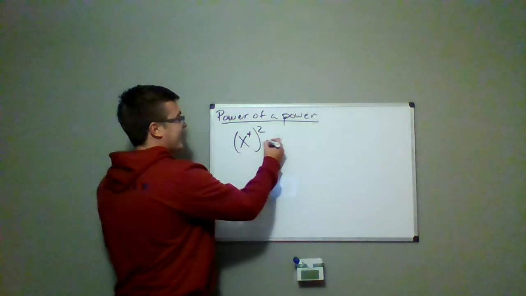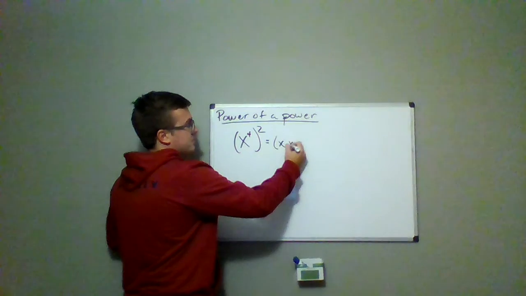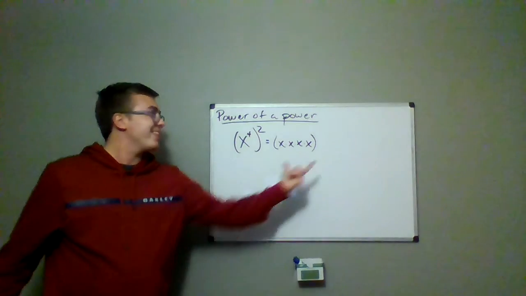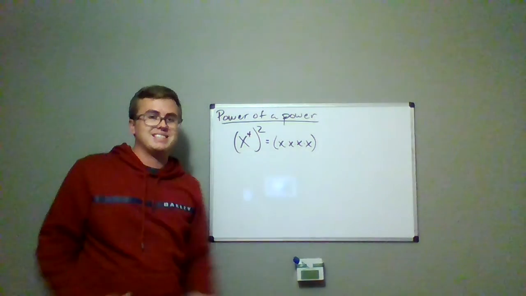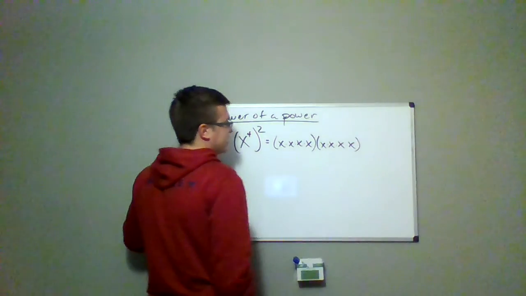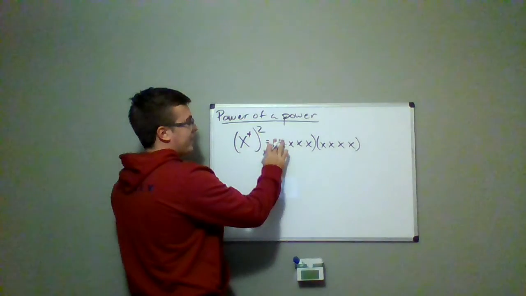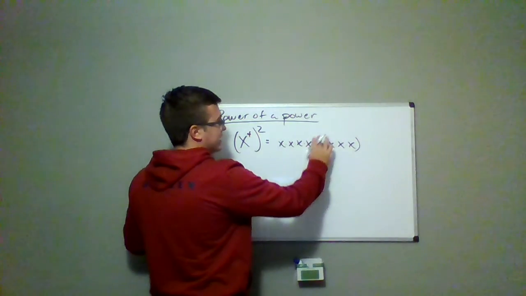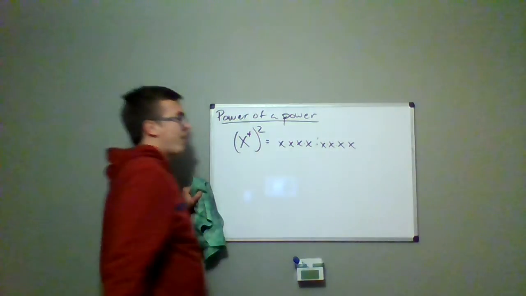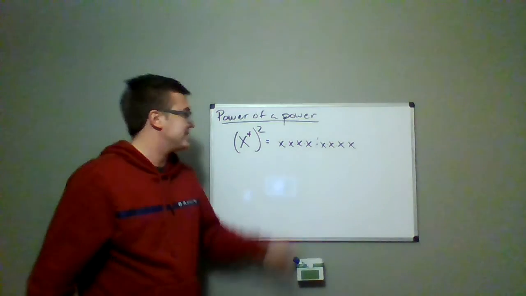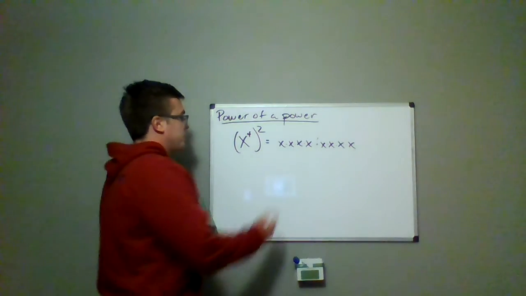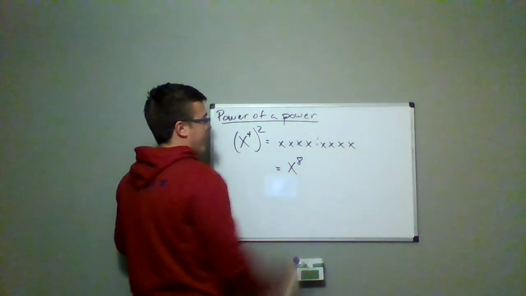So the inside of this becomes x times x times x times x. And then this exponent says, okay, I've got this quantity multiplied by itself again. So I'm going to have x times x times x times x. And since everything is multiplied here, I can drop all of my parentheses and just use multiplication. So now all I have to do is count my x's. I've got 1, 2, 3, 4, 5, 6, 7, 8. So this becomes x to the 8th power.